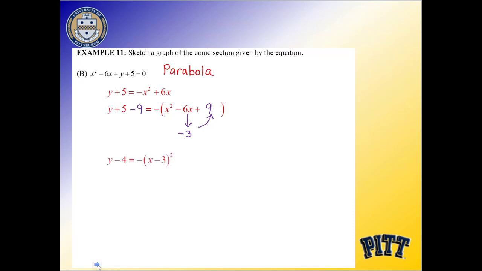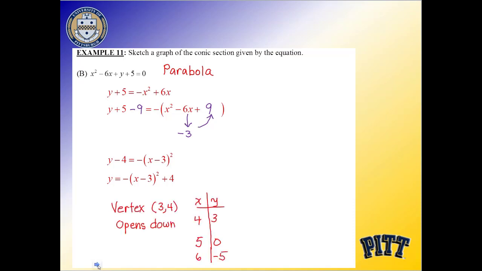So I'm going to have y minus 4 equals negative (x minus 3) squared. Because I completed the square, I can write it as a binomial squared. And I'm going to add 4 to both sides to get y alone. And so I have y equals negative, there's a 1 there, we don't write it, (x minus 3) squared plus 4. So with this format here, I know the vertex is at (3, 4). I know it opens down.